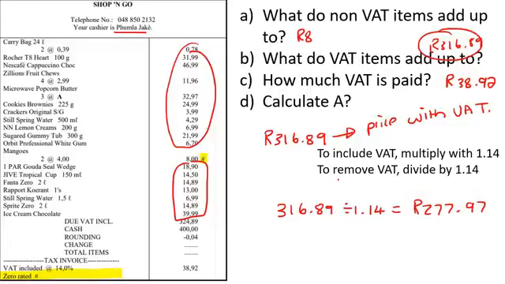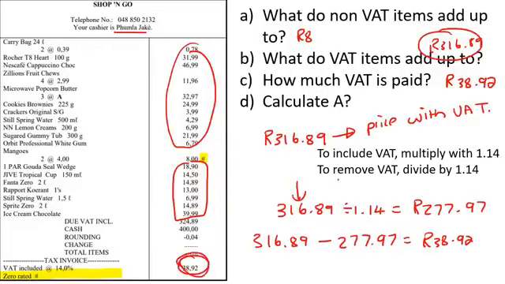But we know that when they have VAT, it's that. So how much VAT was added? Well, you can just minus those two values. See how we're not including this 8 Rand because that is a non-VAT item. Okay, and if you had to calculate this, you get 38 Rand and 92 cents. See? Same thing. Okay? So how much VAT was paid?